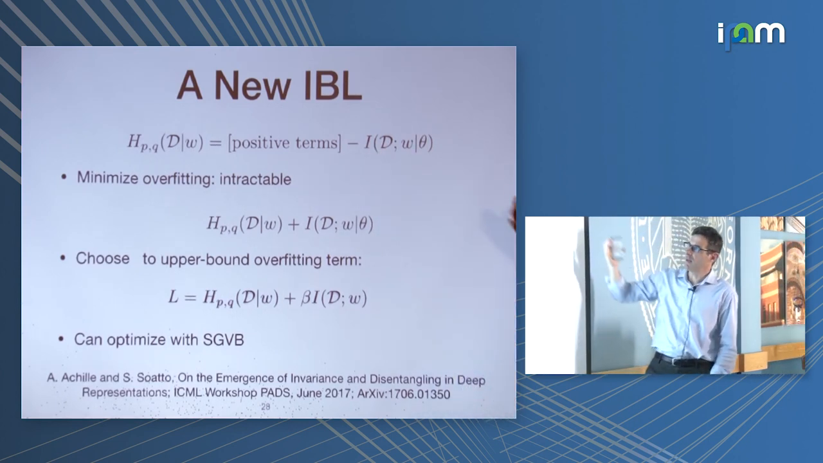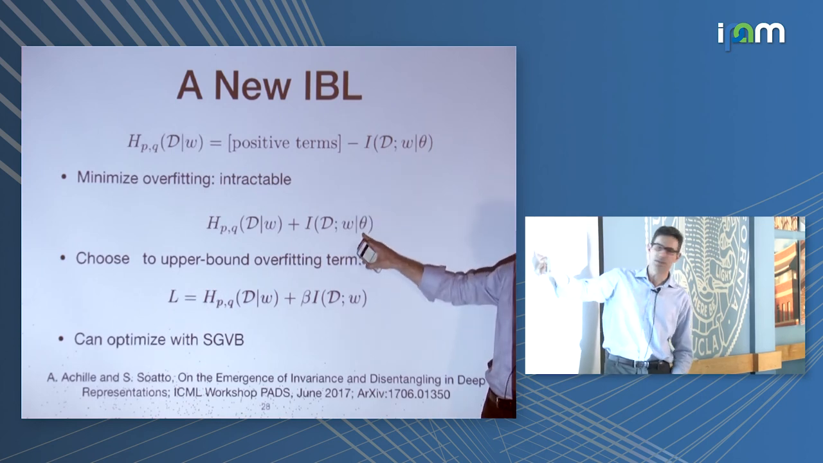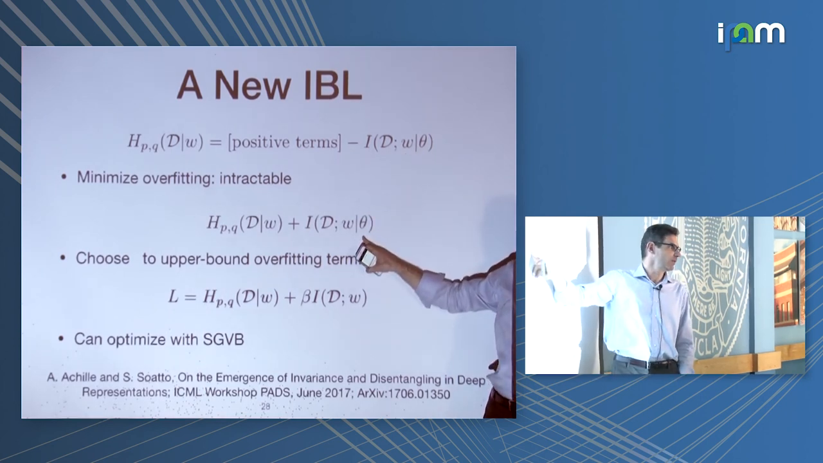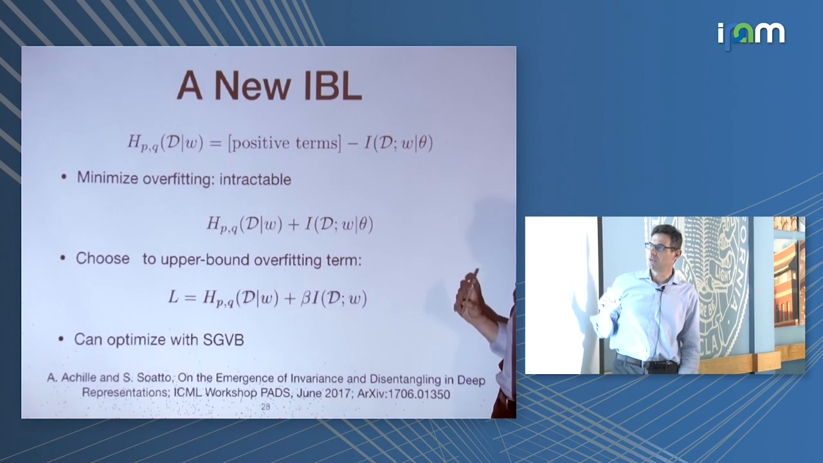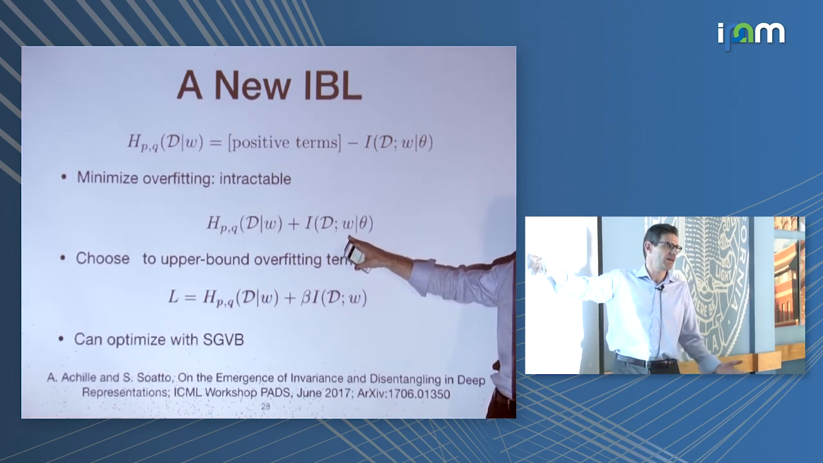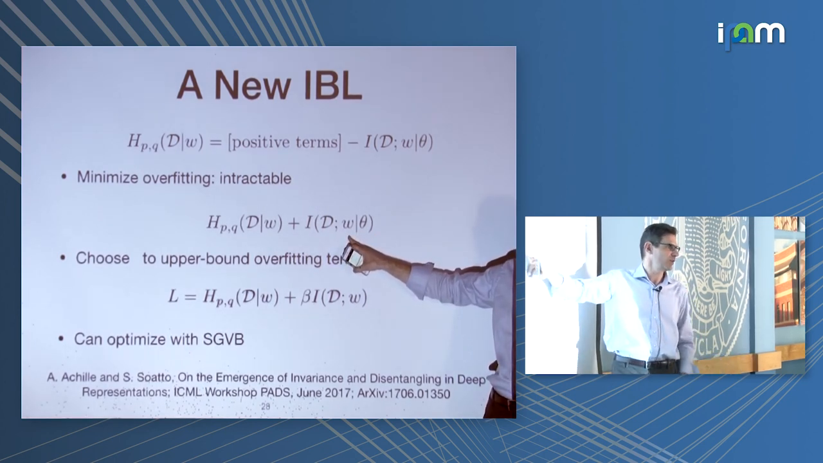So what would you like to do? Well, ideally, if you add to the empirical cross-entropy this term, then everything is positive, and then you're in business. No overfitting, except that this term is intractable. You don't know this, you don't know the true state of nature, so you cannot do this.